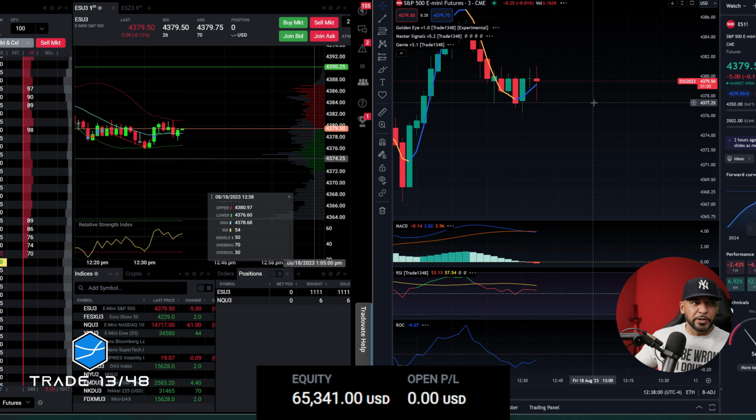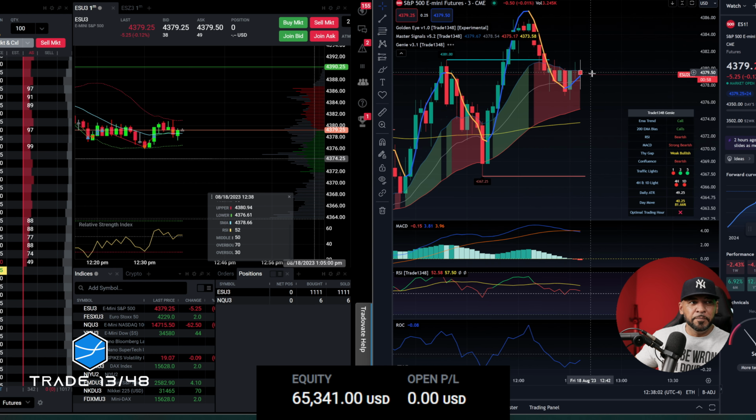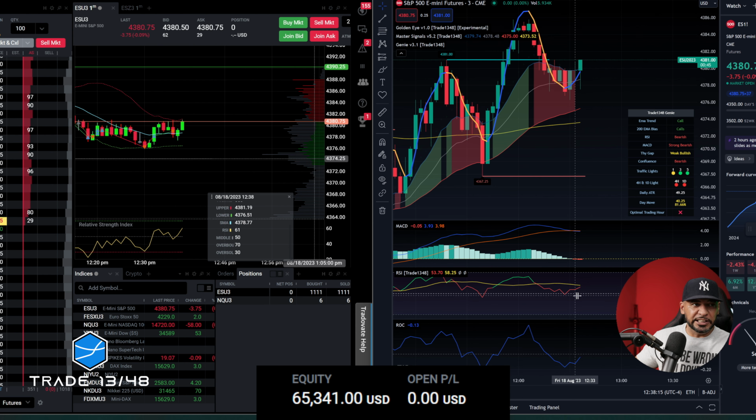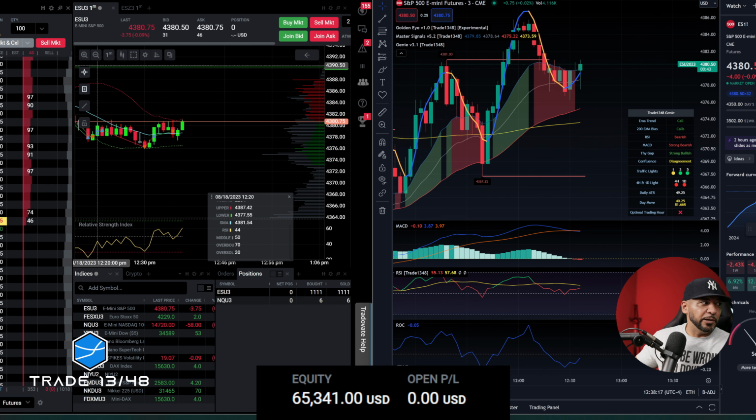Now I need to go ahead and confirm some things on the 3. I need to see a break above the 48. After all, this is trade 1348. We get a nice break above and we're good. Now I'm looking at rate of change. Rate of change seems decent. RSI, okay, we're going in.